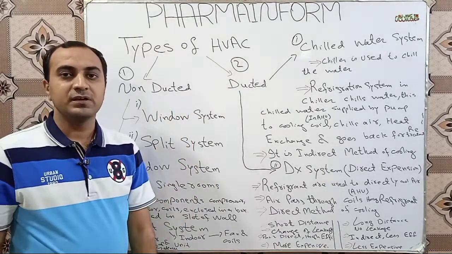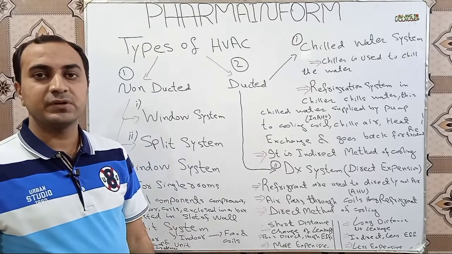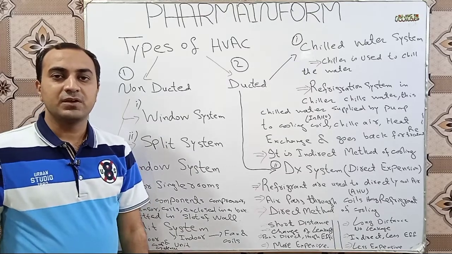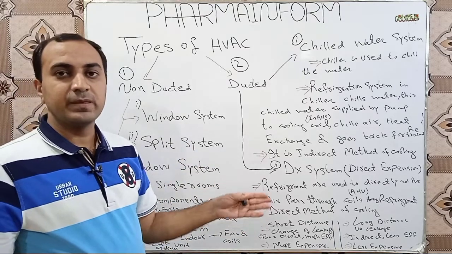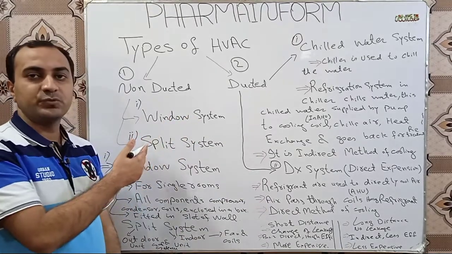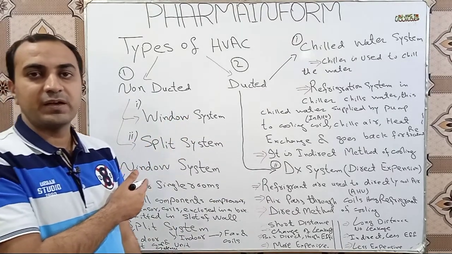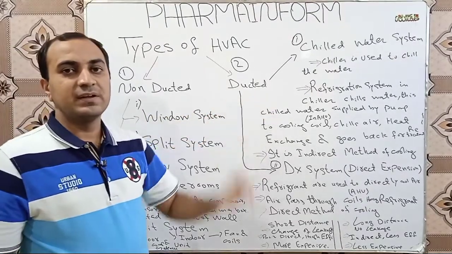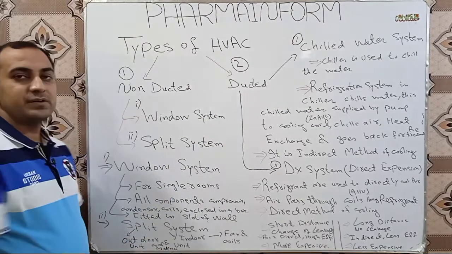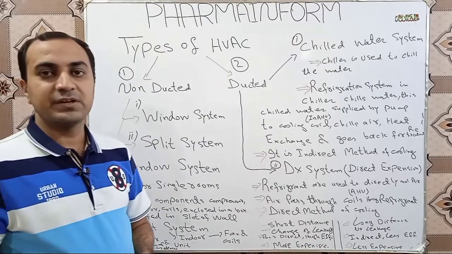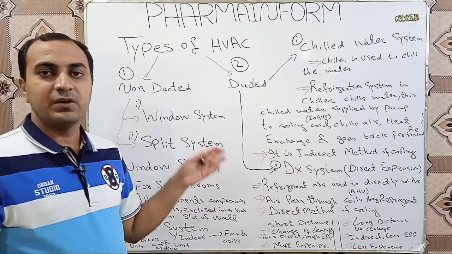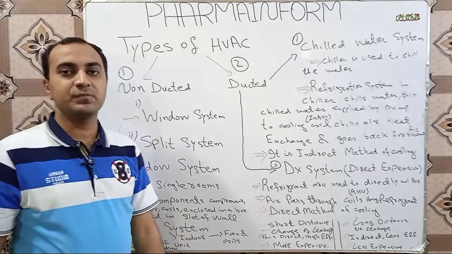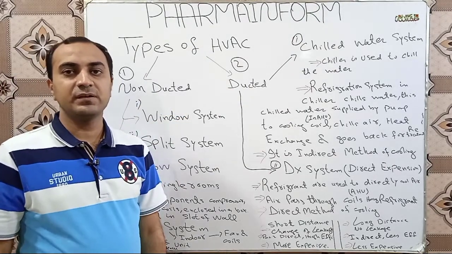Basically, non-ducted is not concerned with the pharmaceutical industries or the pharmacies and hospitals where we use a central cooling system. These systems are used basically for single rooms. So we will have a brief overview of the non-ducted system, then we will move toward the ducted system. As the name indicates, non-ducted means no ducts are used in this system, and in the ducted system the ducts are used to supply the air.